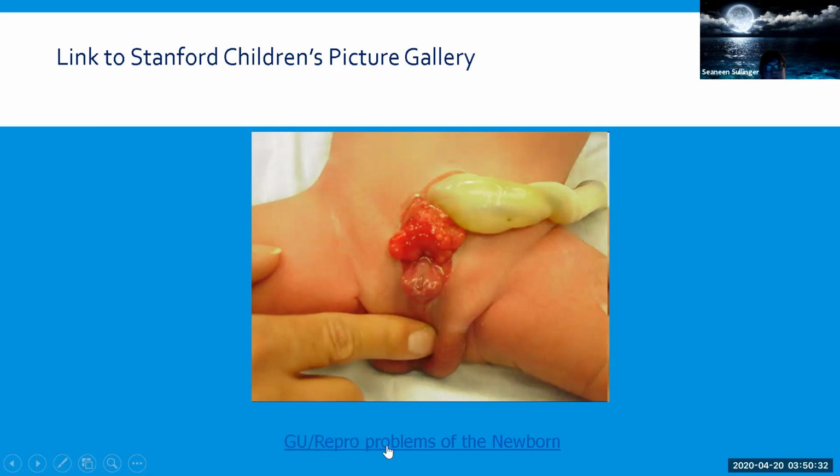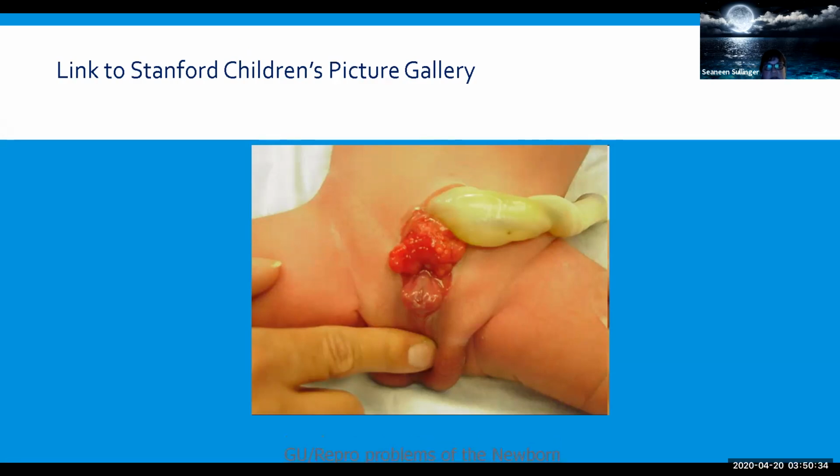And then we'll see if this link will take us where I want it to take us, which I think it's going to do. If you wanted to look further into different abnormalities with male or female genitalia, this link here takes you to Stanford. They have a very good website and photo gallery that shows you normal male and female genitalia, as well as some abnormalities, and talks about how to fix those.